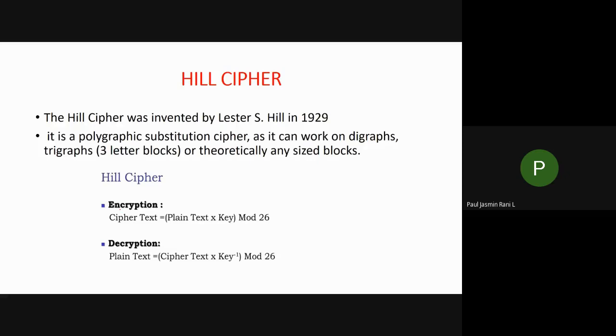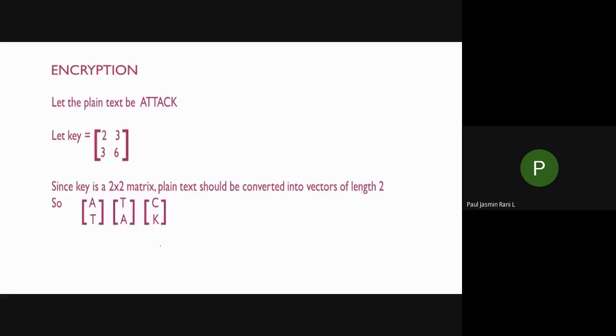For this Hill cipher, for encryption, you have to get your ciphertext. To get your ciphertext, you use this formula: plain text into key mod 26. You remember this formula. Similarly, for decryption, you have to do ciphertext into key inverse mod 26. For encryption, you can easily multiply with your given key, but in the case of decryption, you have to find out the key inverse. So this part you have to concentrate on. Next, let us see one problem so that you understand it better.